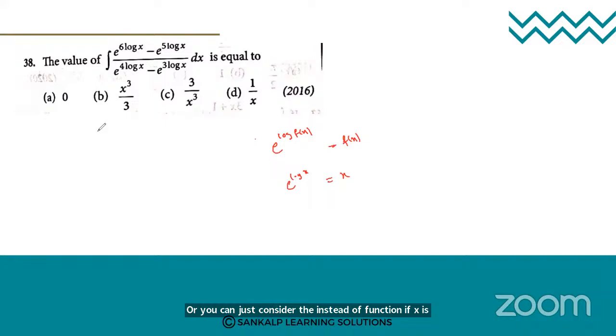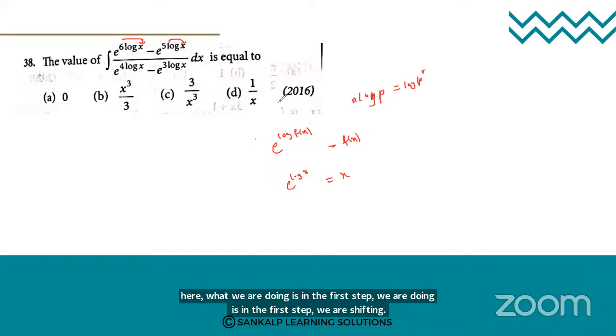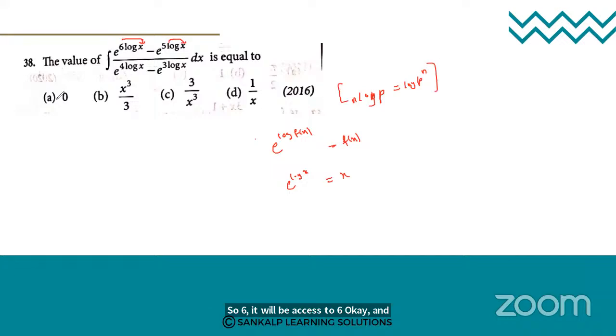Here, in the first step we are shifting these powers. So 6 will be x raised to 6. Next, 5, you shift it here by using the formula n log p is equal to log p raised to n. I am making use of this formula from logarithms. We can write this in power form, so this will be x to the power 3. Next step, we make use of the formula e raised to log f of x is equal to f of x, so only this term will be the resultant, or the output.